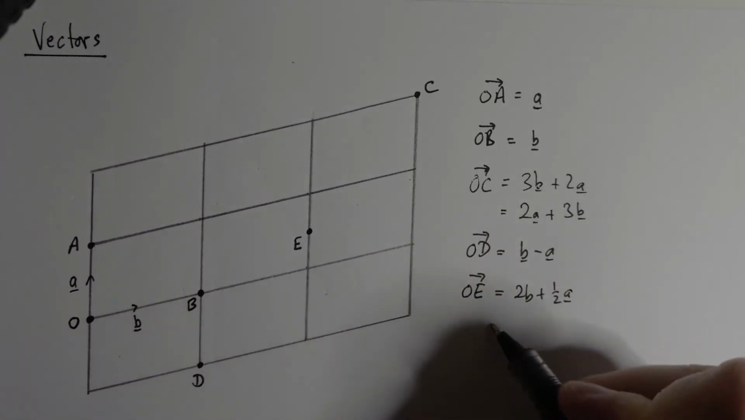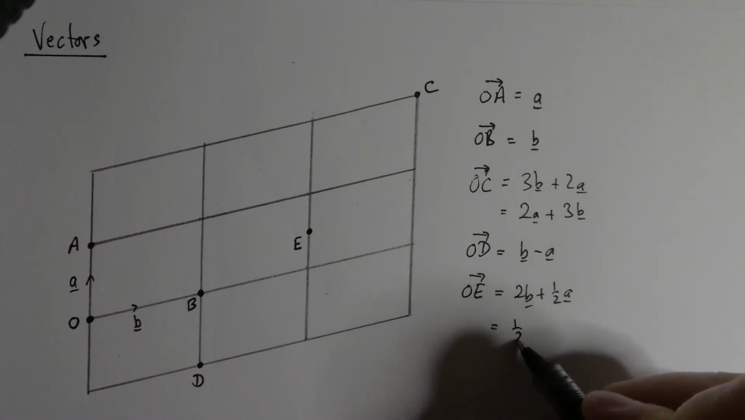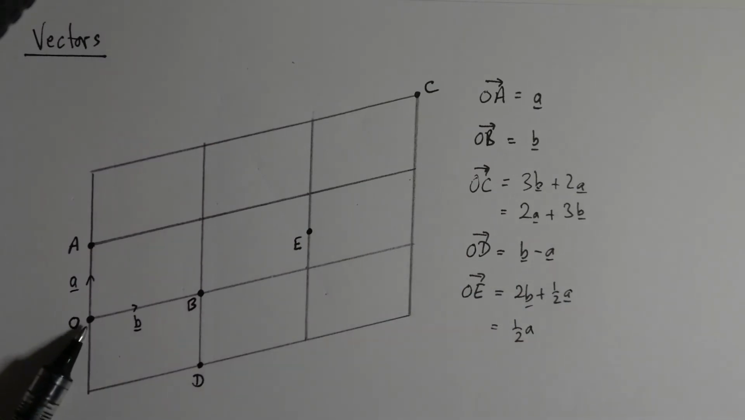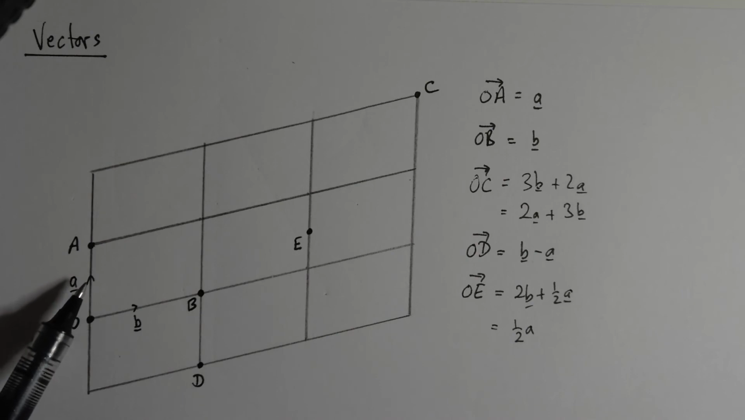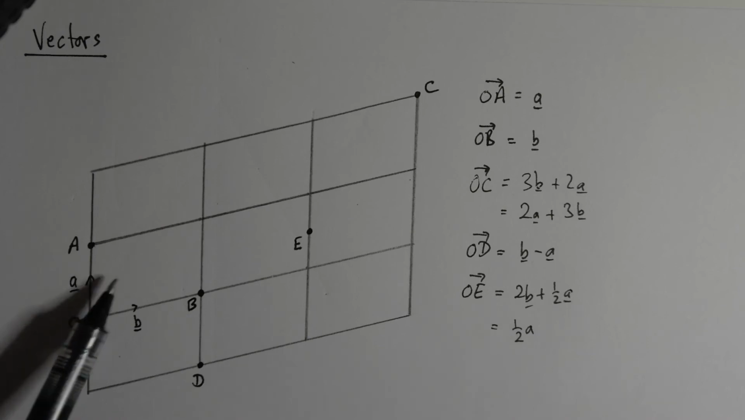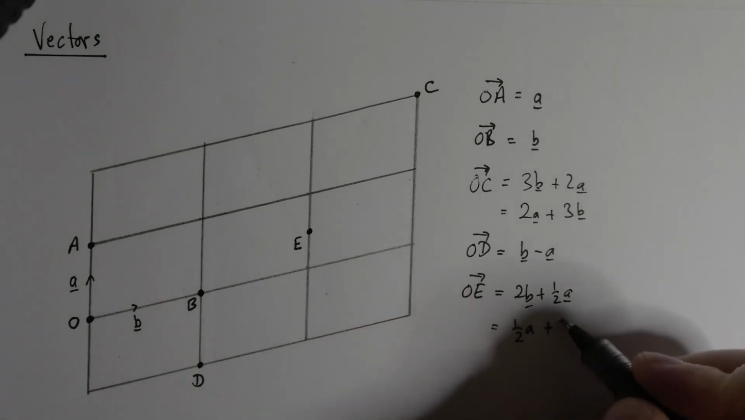I can put that the other way around. I could say this is half an a first. There's nothing stopping me doing a jump of half an a. It goes off the grid, but that doesn't matter. It's just moving around. The grid is not really there. The places are there, and the vectors are defined, but the grid is just sort of to help us. So I could do the half a first, and then I could do my 2b's. That would work.